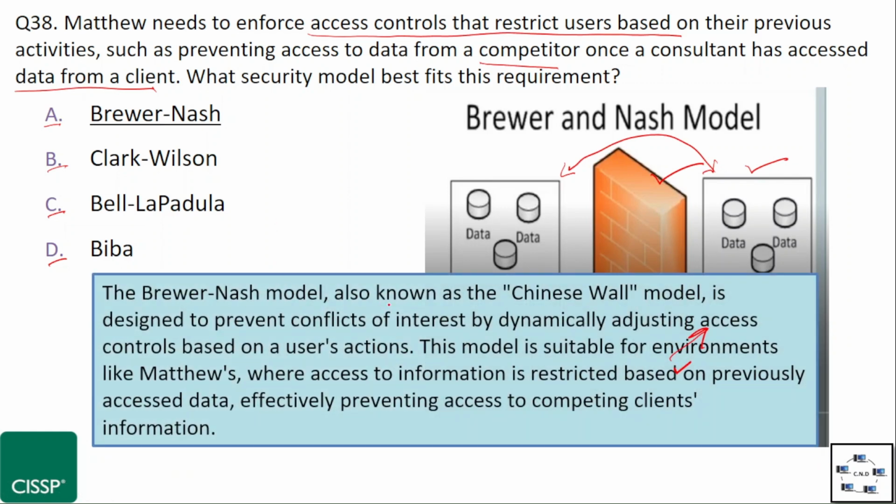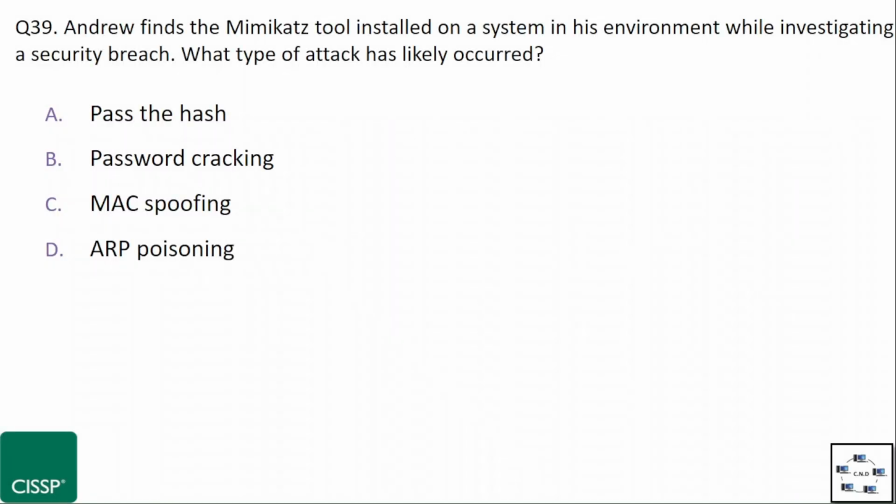So the Brewer-Nash model, also known as the Chinese wall model, is designed to prevent conflict of interest by dynamically adjusting access control based on user's action. This model is suitable for environments like Matthew's, where access to information is restricted based on previously accessed data, effectively preventing access to competing clients' information.